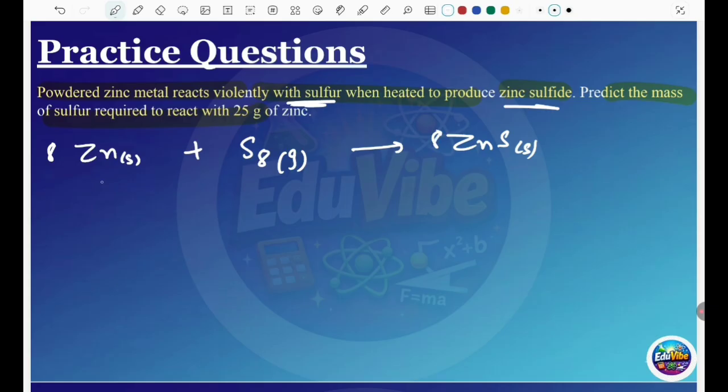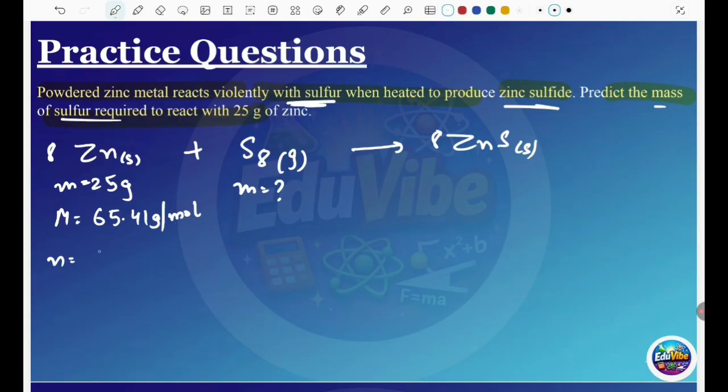Then we have the mass of the zinc, 25 grams. We have to predict the mass of the sulfur. So what's the molar mass of zinc? Molar mass for zinc, you can check on your periodic table, is 65.41 grams per mole. We're going to find the n from here. What's the n? It's 0.38220. So from here you can find the n for the S8 now. So this is the type of gravimetric stoichiometry.